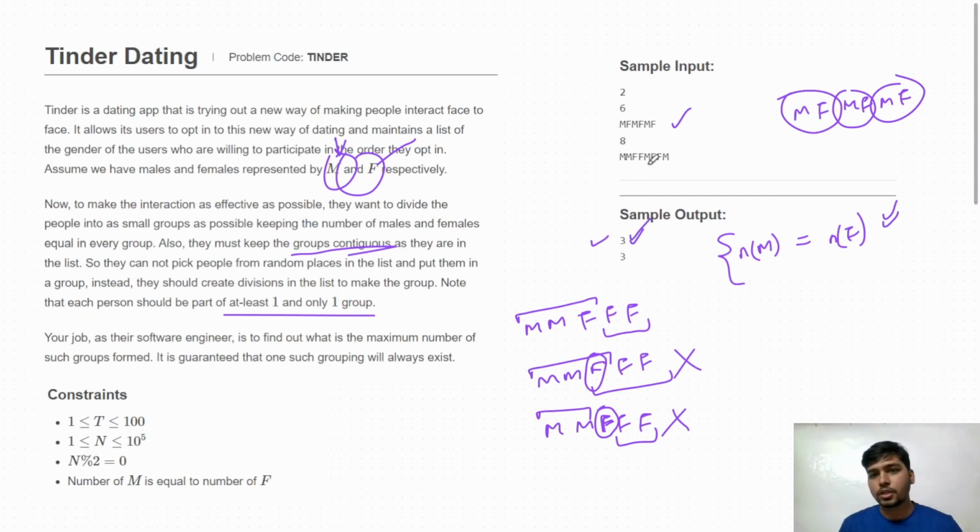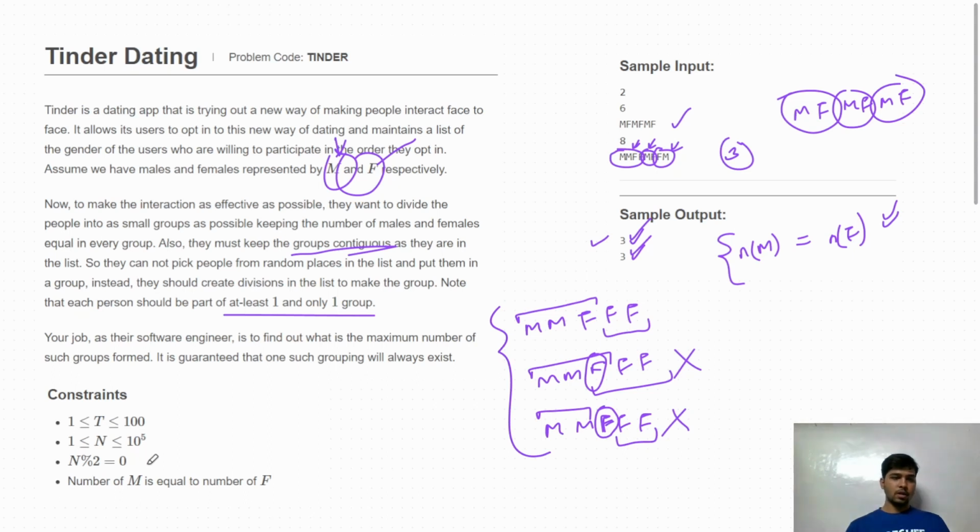Now in the second test case, we can select the starting 4, then we can select these two, then we can select these two. In the first group, the number of males and females are equal to 2 each. In the second group, the number of males and females are equal to 1, same in the third group. So again, we are able to form 3 groups, and this is the maximum number of groups we can have with all these conditions satisfied and the number of males equal to the number of females. So we'll output 3.